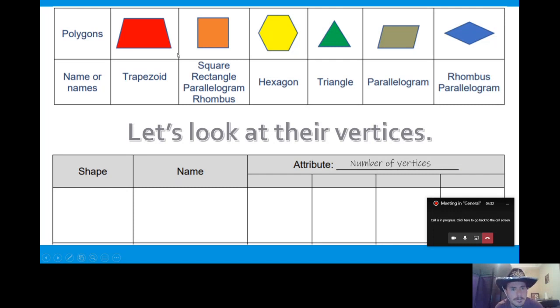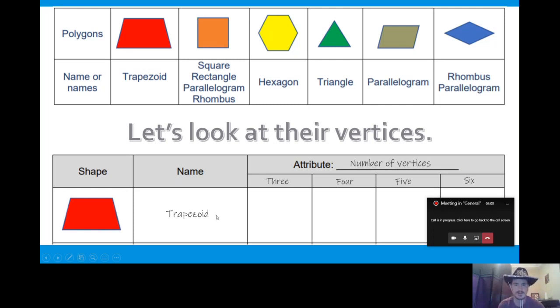What's my first shape? This right here. What's this called again? A trapezoid. I wrote the name of the shape right here under name. Now, how many vertices could my polygons have? I see one that only has 3. And I see one that has 6. So I need to make sure that I have all of those different attributes listed on my chart. So I'm going to start with 3, 4, 5, and 6.